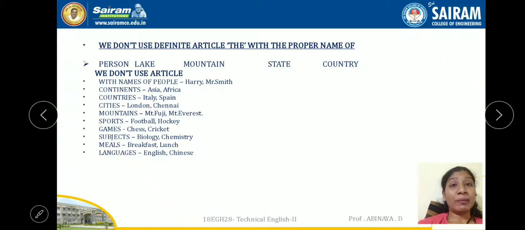A particular name of a lake or a person or a mountain or a state or a country. I told you a group of countries comes with the, but for one particular country we cannot say a India or the India, just India, that's it. So with names of people, continents like Asia or Africa, countries like Italy, Spain, Japan, cities like London, Chennai, mountains like Mount Fuji, Mount Everest, sports like football, hockey, games like chess, cricket, subjects like biology, chemistry, physics, meals like breakfast, lunch, languages like English, Chinese, all these nouns will not come with any articles, right?